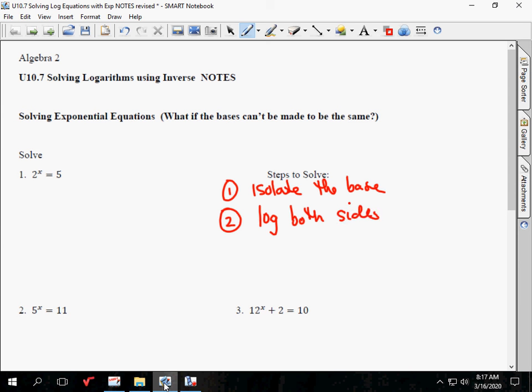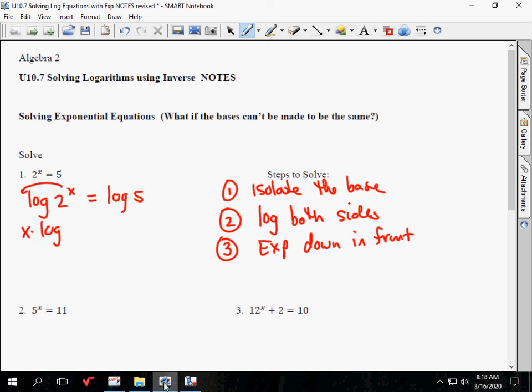So I'll show you how we're going to do it on this one, 2 to the x equals 5. If I put log in front of each side, I've logged both sides. As long as I do it to both sides, then it's legal. You're allowed to do it. Now, step 3, we're going to bring the exponents down in front. We're just using one of the log properties. So this exponent, x, can get moved down in front. So it's x times log 2 equals log 5.